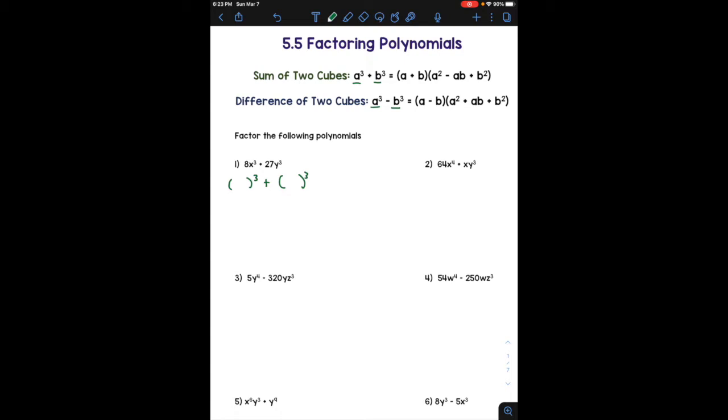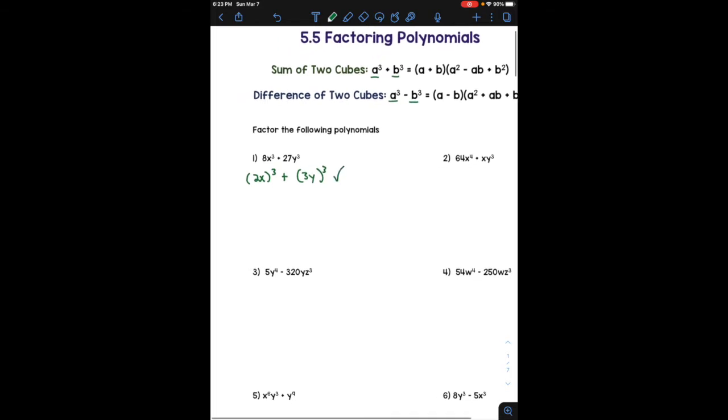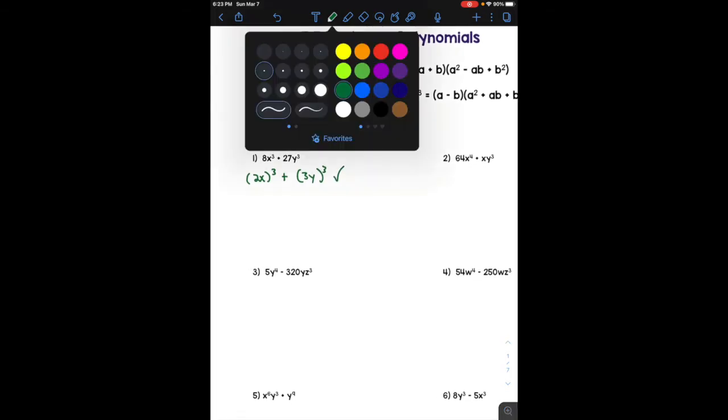First question to ask yourself is, what times itself 3 times would give us 8x cubed? That would be 2x. 2x times 2x times 2x is 8x cubed. And can I make the second term into one term being cubed? What times itself 3 times would give us 27y cubed? That would be 3y.